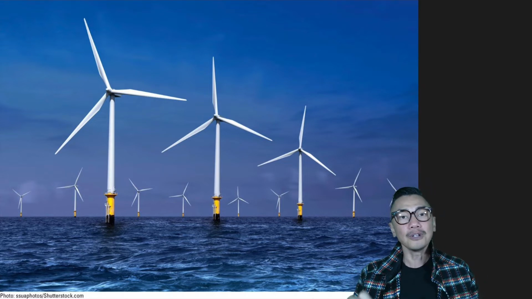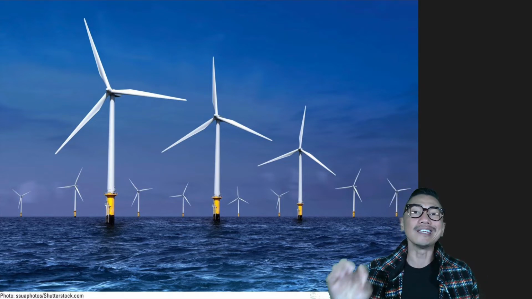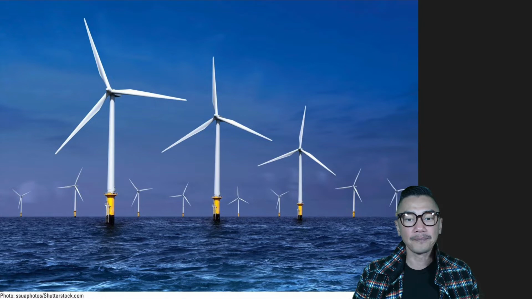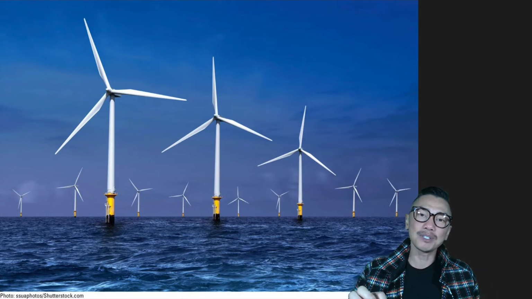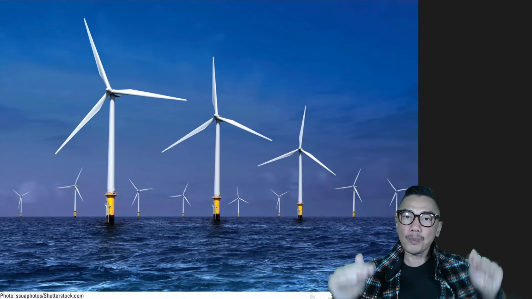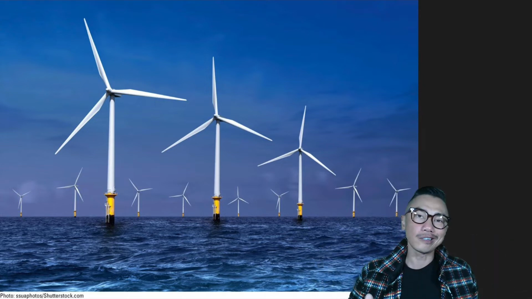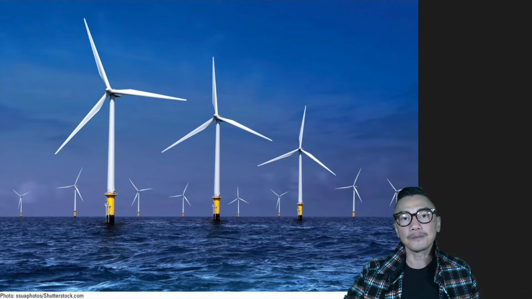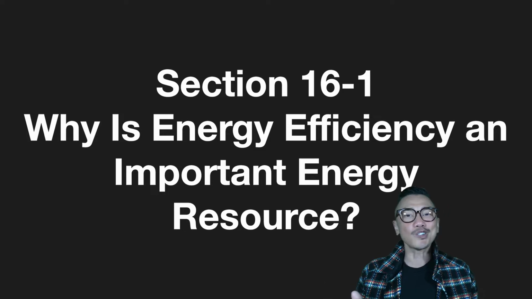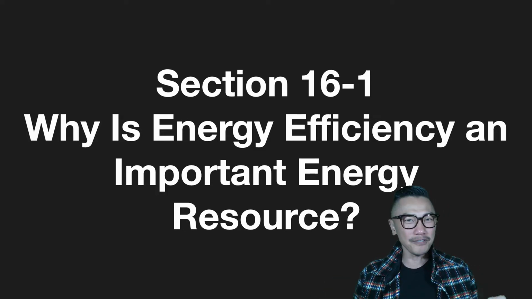In general, wind power is considered an indirect form of solar energy. Sunlight heats the atmosphere unevenly. Warm air rises while cool air sinks, generating wind currents. In Section 16.1, we'll look at energy efficiency and try to understand why energy efficiency is important.